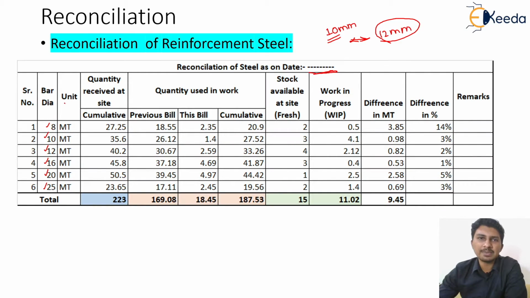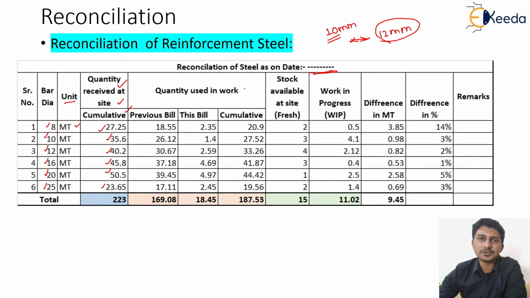So what is the unit we measure the steel in? That's metric ton. Now the quantity that we have received on the site, that's cumulative, will be given by the storeroom. The store manager is going to give you the total quantity of the 8 bar dia, which came to be 27.25 metric ton, and 10 to be 35.6. So this quantity you are going to get from the store manager.